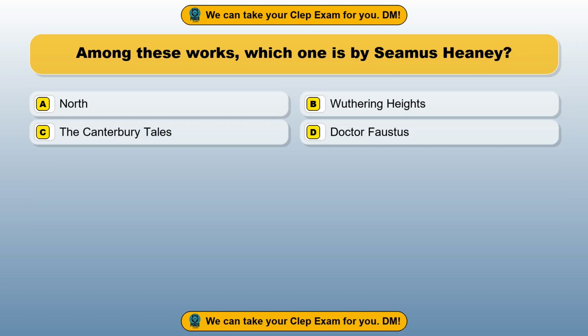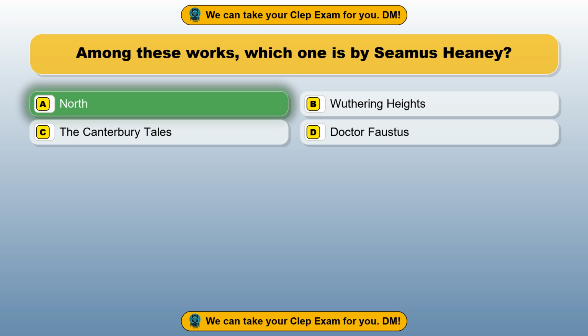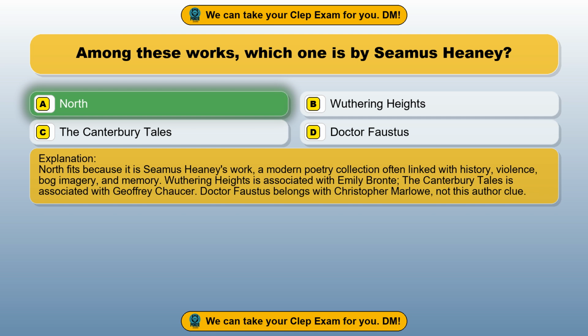Question 14. Among these works, which one is by Seamus Heaney? Option A. North. Option B. Wuthering Heights. Option C. The Canterbury Tales. Option D. Dr. Faustus. The correct answer is option A. North. North fits because it is Seamus Heaney's work, a modern poetry collection often linked with history, violence, bog imagery, and memory. Wuthering Heights is associated with Emily Bronte, The Canterbury Tales is associated with Geoffrey Chaucer. Dr. Faustus belongs with Christopher Marlowe, not this author clue.